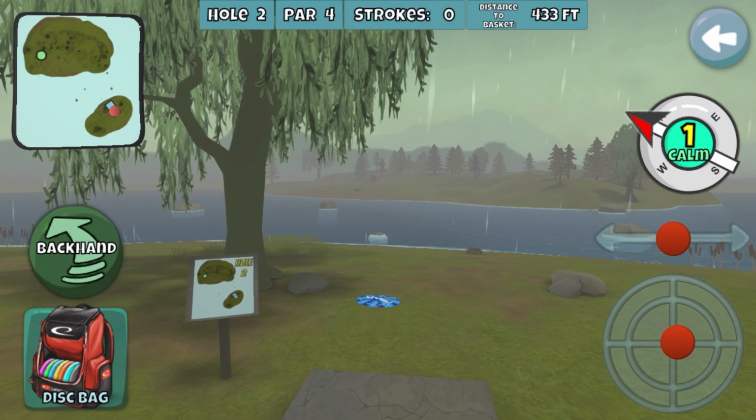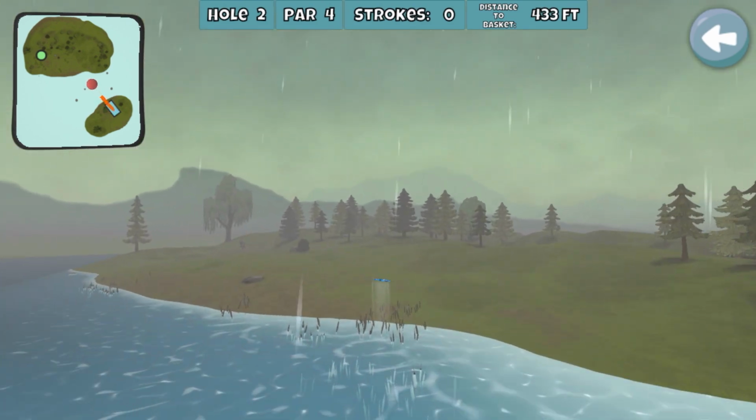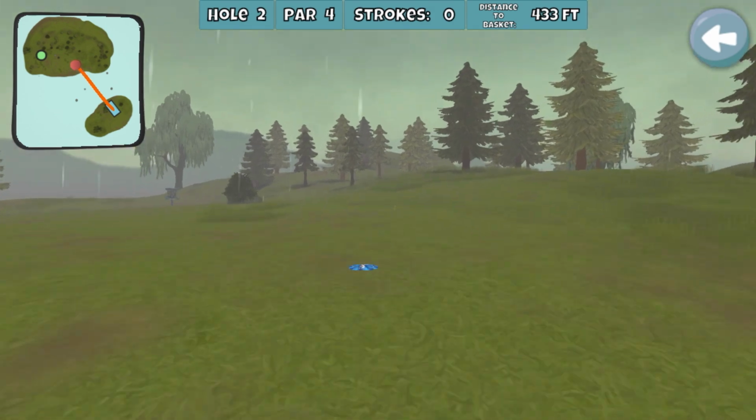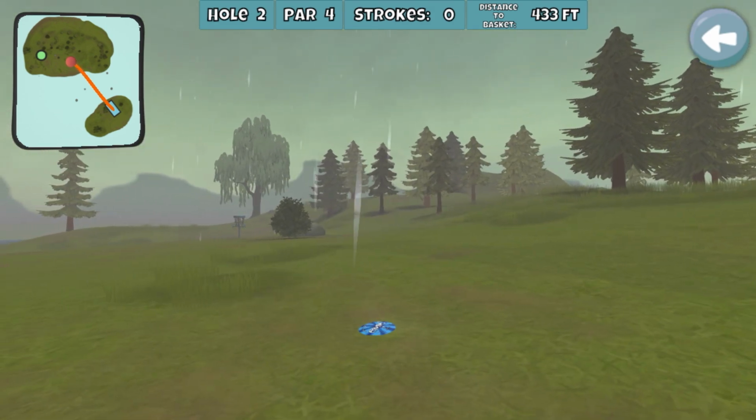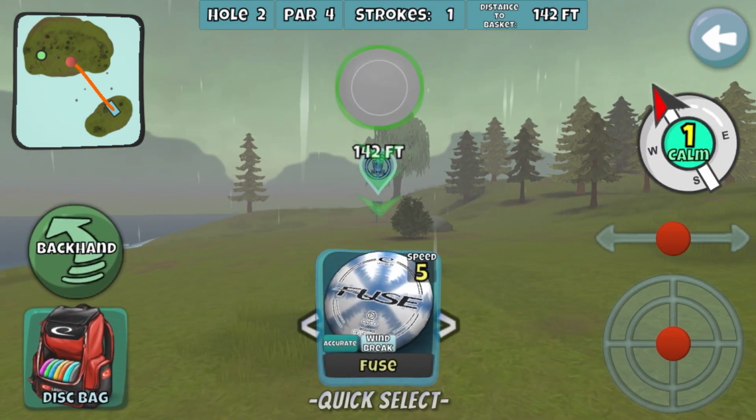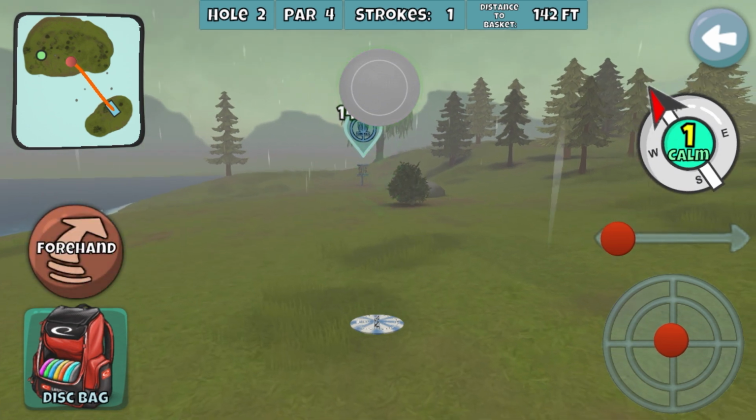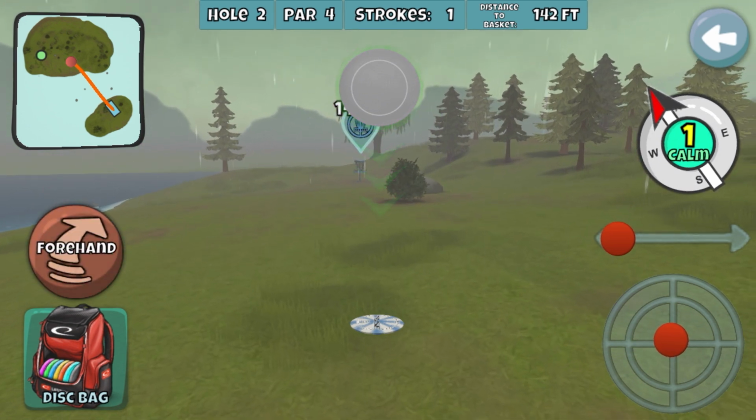But these are the skills that if you don't have a lot of the big drivers, so here I'm just going to kind of throw an easy shot out here to give me a throw-in. If you can work on these throw-ins, it can kind of save you strokes if you don't have the big drivers or if you make a mistake. So here, 142, I'm going to aim a little bit lower than that target.